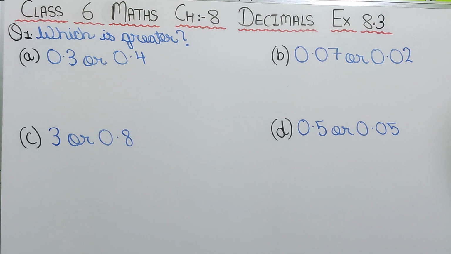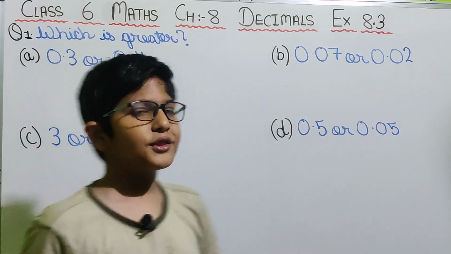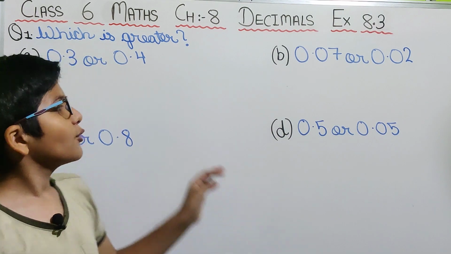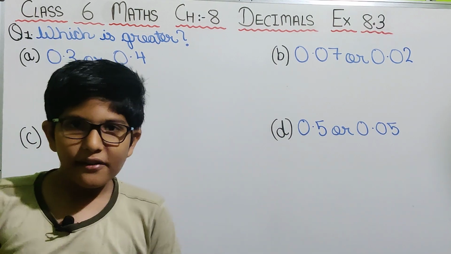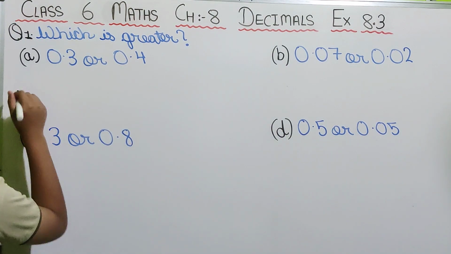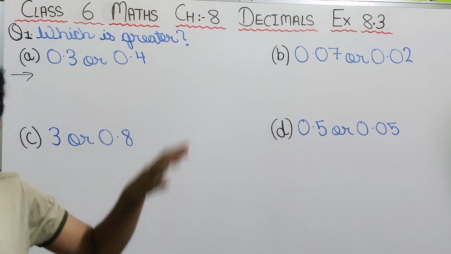So today we are going to start from class 6 math chapter number 8, decimals, exercise 8.3, question number 1. Which is greater? Here we have to compare and find which one is the greater one. First, A: 0.3 or 0.4.